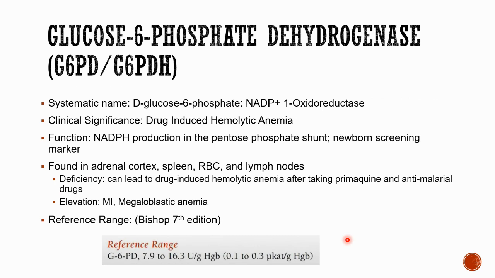Glucose-6-phosphate dehydrogenase, G6PD or G6PDH, is clinically significant in drug-induced hemolytic anemia. Its function is NADPH production in the pentose phosphate shunt, and it can also be used as a newborn screening marker. It is found in the adrenal cortex, spleen, RBC, and lymph nodes. Deficiency of G6PD can lead to drug-induced hemolytic anemia after taking primaquine and anti-malarial drugs. Elevation of G6PD may mean myocardial infarction or megaloblastic anemia.